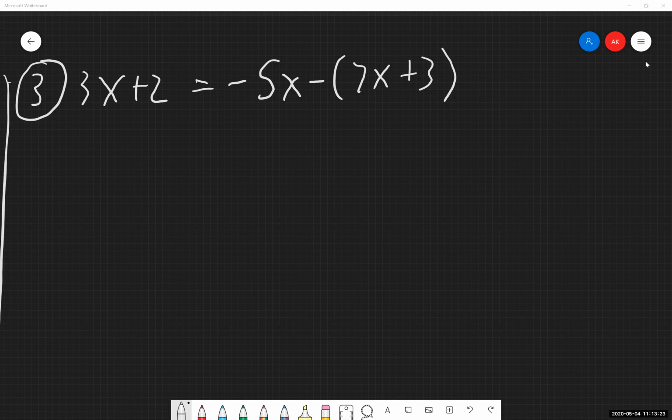I look at the left-hand side of the equation first. Can I simplify 3x plus 2? And I can't. I can't add those things together. They are not like terms. So the left side is done. I'm looking at the right side then. And could I simplify that down any further? And I can. I have multiplication going on. That negative sign is going to distribute through to everything inside.